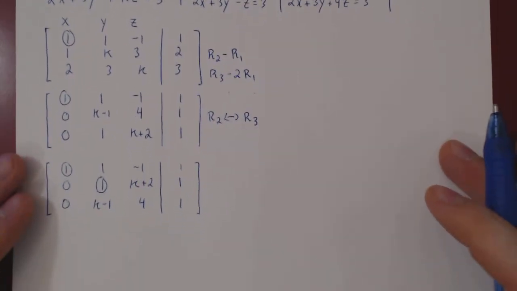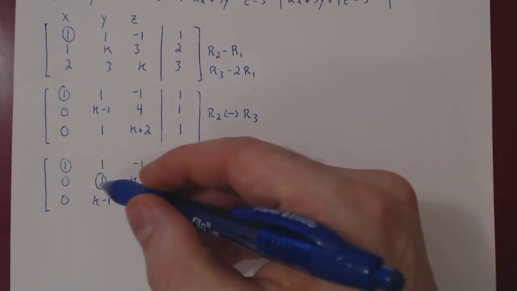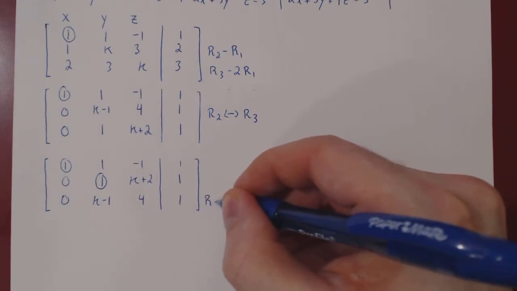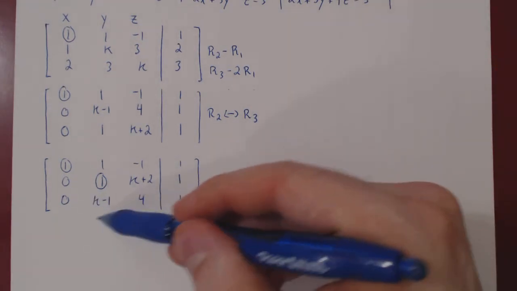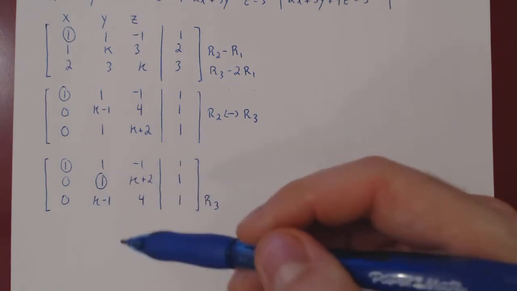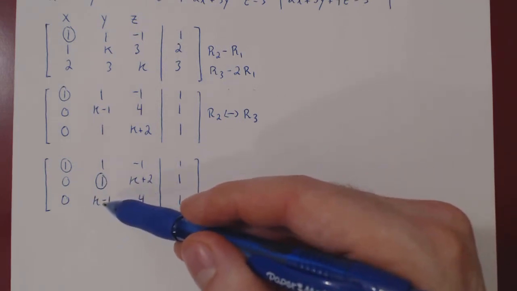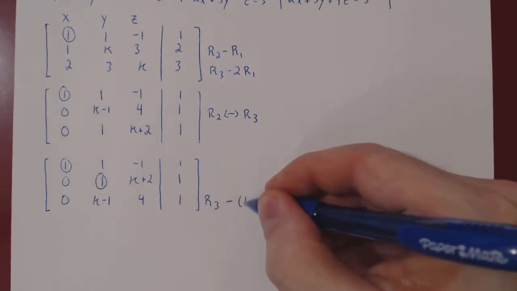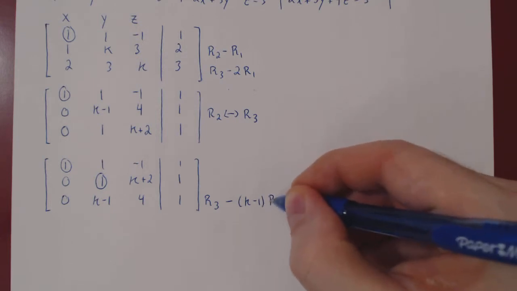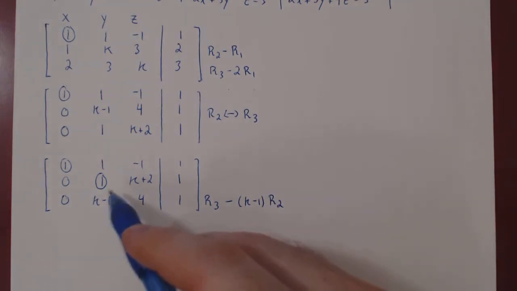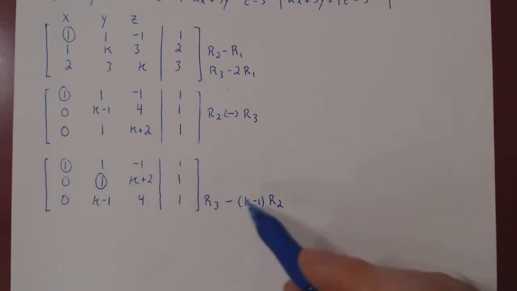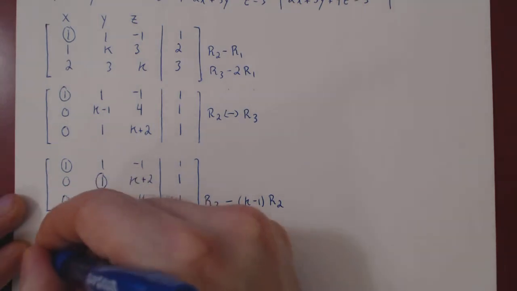Well, let's continue our reduction. We have our second leading 1, let's kill the entry below it. Well, to kill k minus 1, we must do row 3. And now think of it, if this value was 4, we would do minus 4 row 2. If this value was 7, we would do minus 7 row 2. So we simply do minus k minus 1 row 2. Because k minus 1 minus k minus 1 times 1 is k minus 1 minus itself, which will end up being 0. Let's apply this row operation.